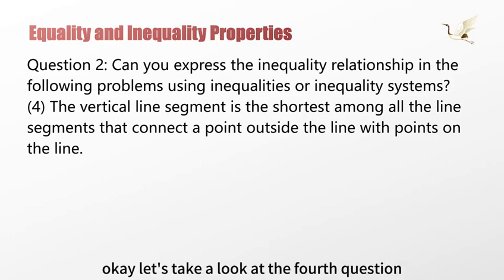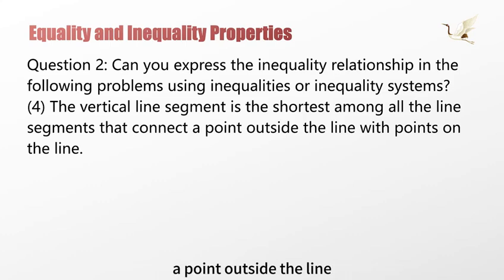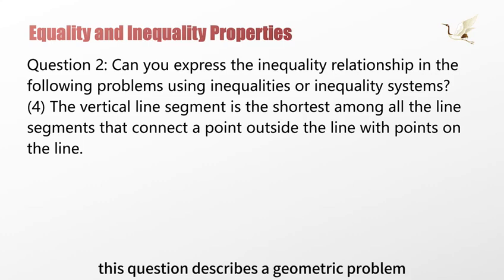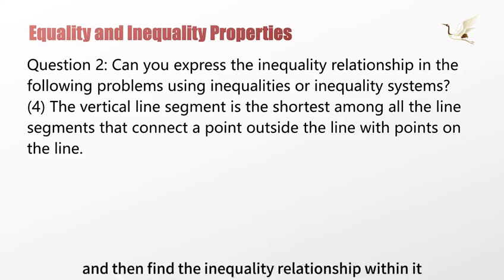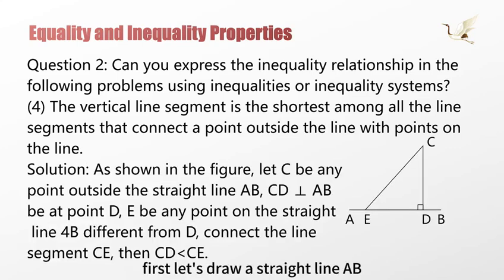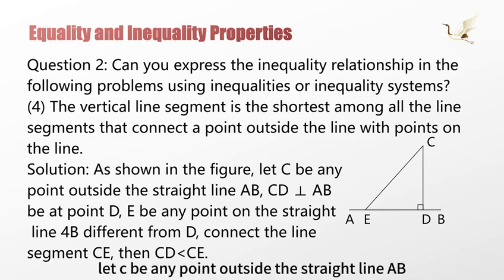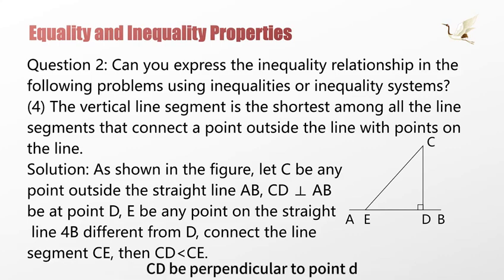Okay, let's take a look at the fourth question. Among all the line segments that connect a point outside the line with points on the line, the perpendicular segment is the shortest. This question describes a geometric problem, so we can first draw a figure based on the meaning of the question, and then find the inequality relationship within it. First, let's draw a straight line AB, as shown in the figure. Let C be any point outside the straight line AB, CD be perpendicular to AB at point D, and E be any point on the straight line AB that is different from point D. Connect the line segment CE.